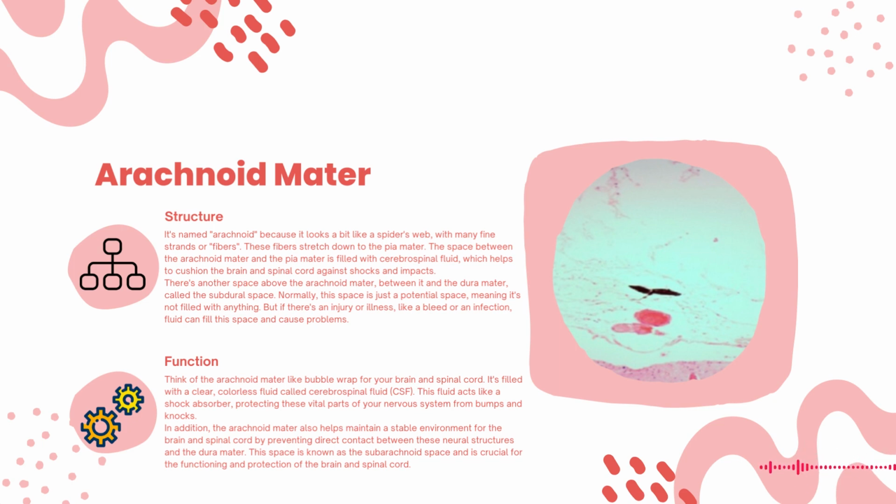Functionally, the arachnoid mater acts like a bubble wrap for the brain and spinal cord. The CSF within the subarachnoid space not only cushions against physical impacts but also ensures a stable environment by preventing direct contact between the neural structures and the dura mater. This protective mechanism is vital for the health and function of the brain and spinal cord.